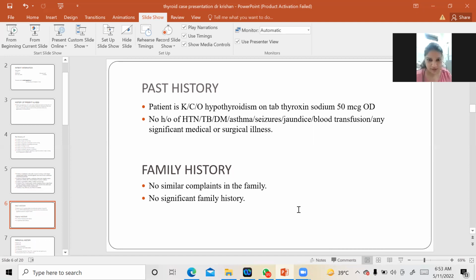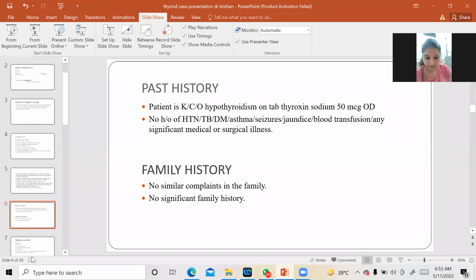Because if she is a female, then there is a 3 to 4 times more chance of having a similar history in the family. And next, if he is male, then the chances of malignancies are more. So the chances of malignancies are more, so it is very important.